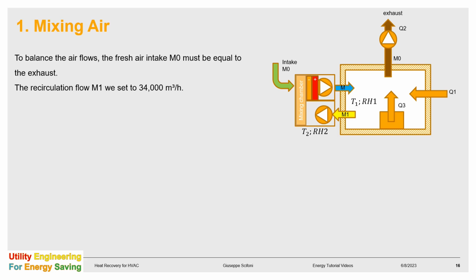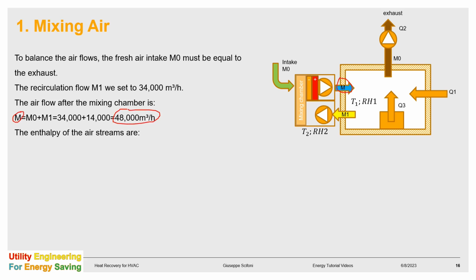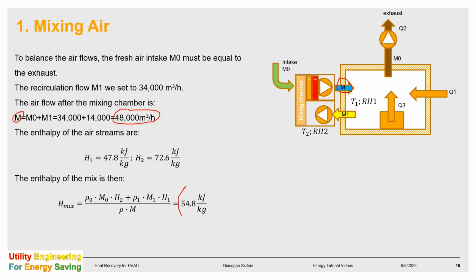The recirculation flow, capital M1, we set to 34,000 cubic meter per hour. The airflow after the mixing chamber is the sum of capital M0 and capital M1. We get 48,000 cubic meter per hour. The enthalpies of the air streams are capital H1 47.8 and capital H2 72.6 kJ per kilogram respectively. The enthalpy of the mix is then 54.8 kJ per kilogram.